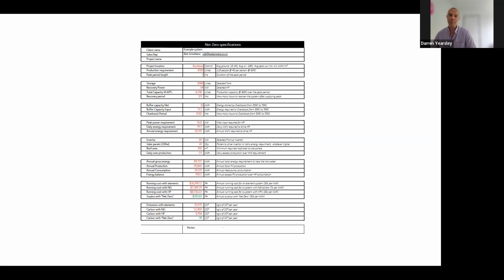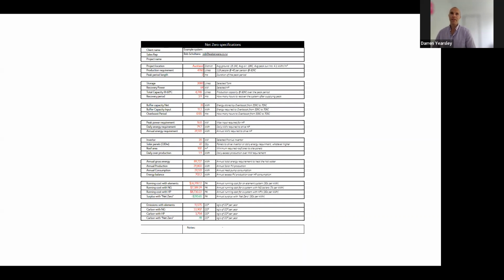So we use these types of metrics, along with the QS of the actual capital cost of the system, to then sense check: is the system practical in terms of space requirement, in terms of capital, in terms of running cost and carbon, which we'll get to in a second. So down towards the bottom of this report, we have some cost analysis of running costs.